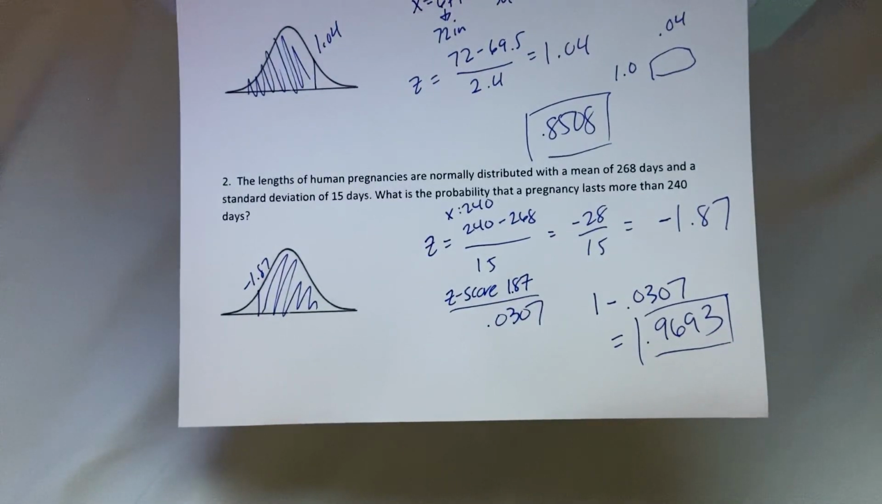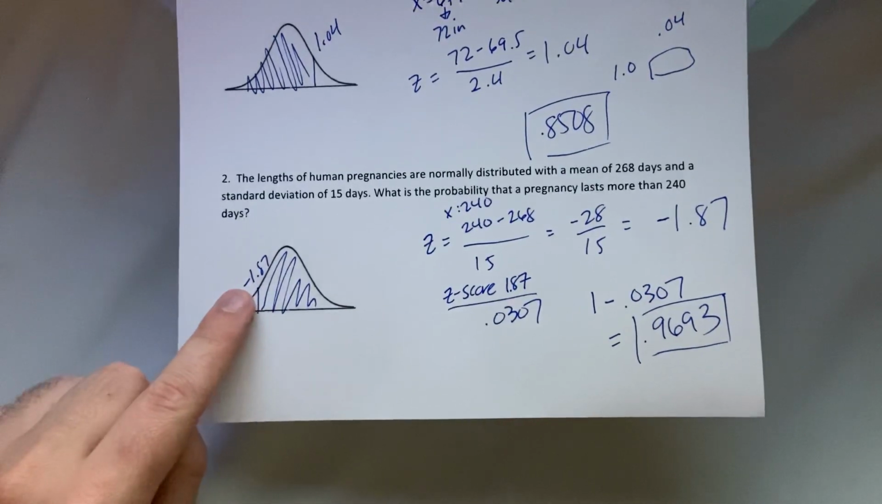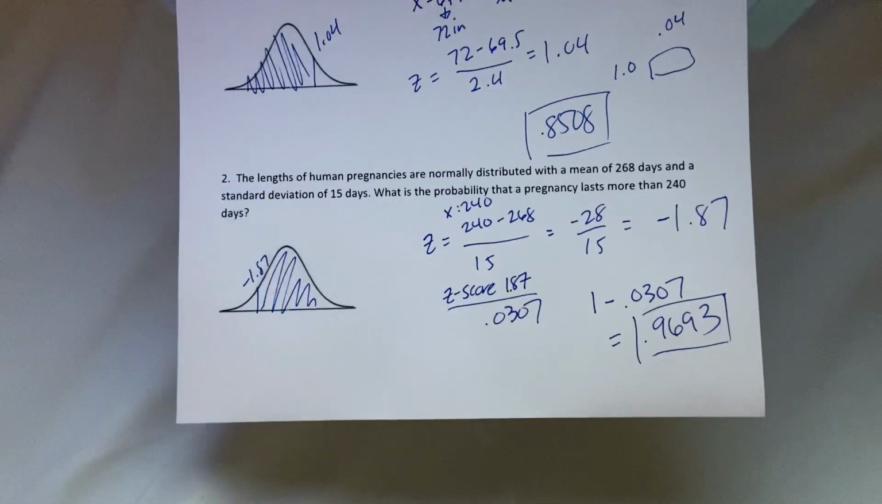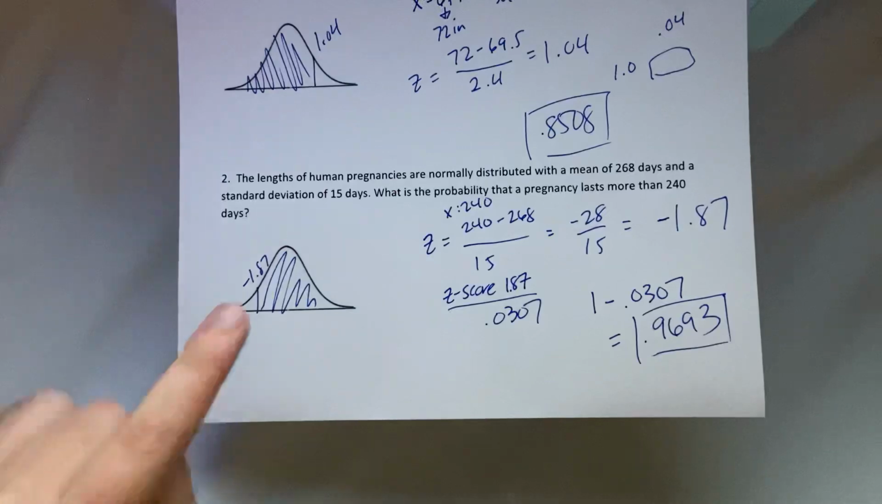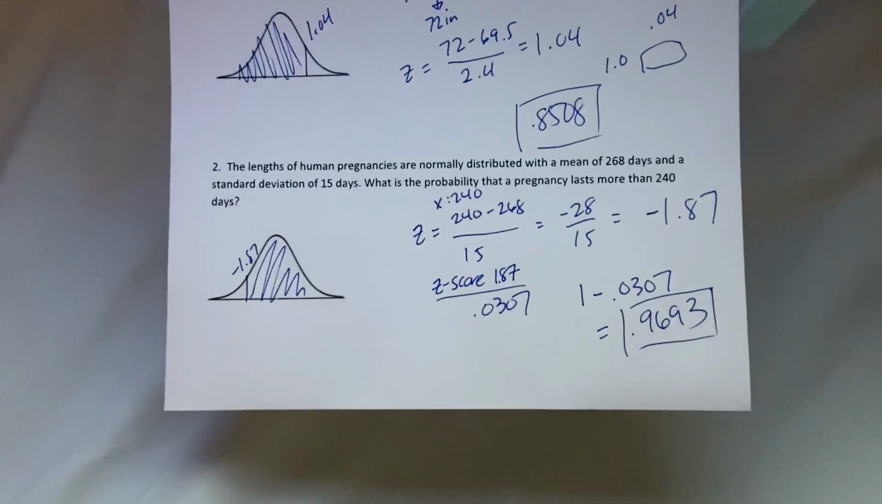Now a quick note, there is an alternate way. Instead of doing 1 minus, if you take the number and do the opposite, instead of negative 1.87, you can do positive 1.87 and look to the area to the left because it's symmetric. The area to the left of 1.87 is the same as the area to the right of negative 1.87. So that's an alternate way to do it. If you look at the z-score table for positive 1.87, you'll notice it's the same thing. And we'll continue in the next video.